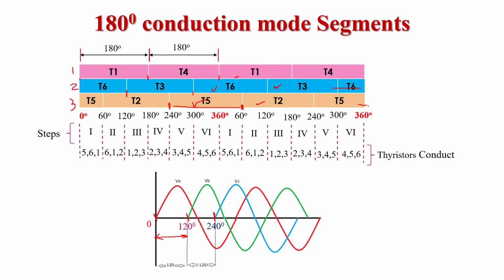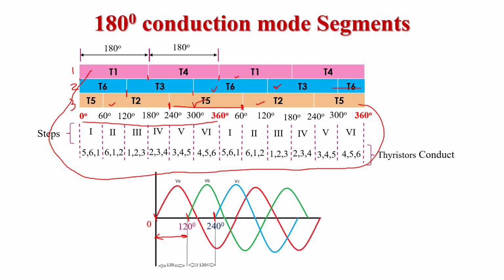And this is a continuous cycle. So this cycle will repeat. Here the remaining part of T5 is coming, and here we provide a gate triggering pulse to thyristor T2, because this is a continuous cycle. So here this is the complete one cycle, 0 to 360 degrees. So this is one cycle and this is the second cycle.